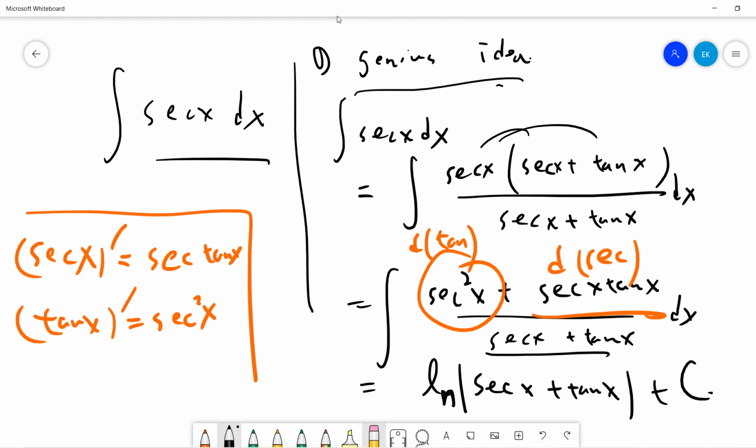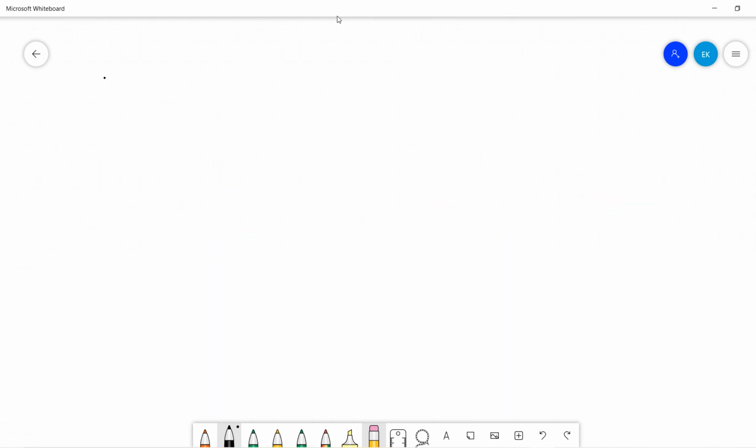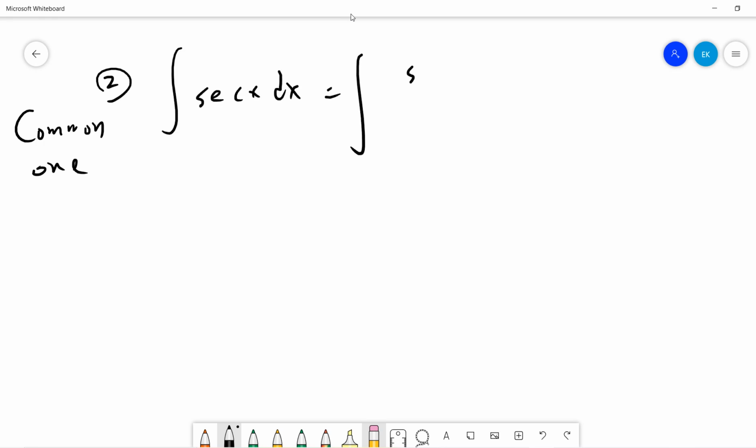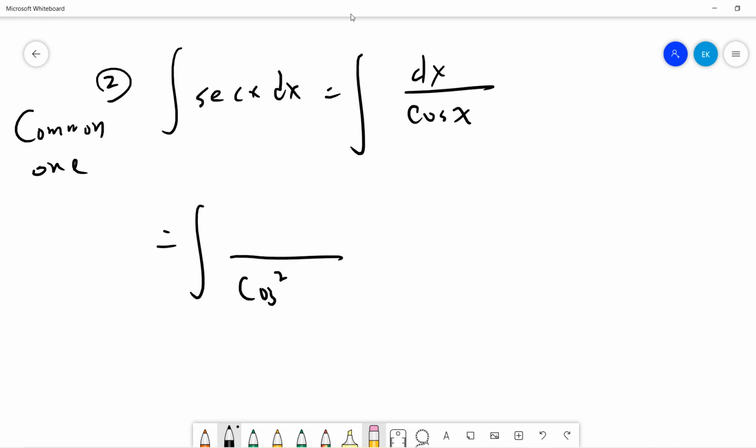Next, let's talk about a common idea. The common one means that you are not so genius, but you still love mathematics, or you still try to do the homework, so you need to find a way. The idea is that you know secant is 1 over cosine x, dx. Up to here you have no way to solve it, because you don't know how to deal with the single cosine. So the idea is that you multiply by another cosine.